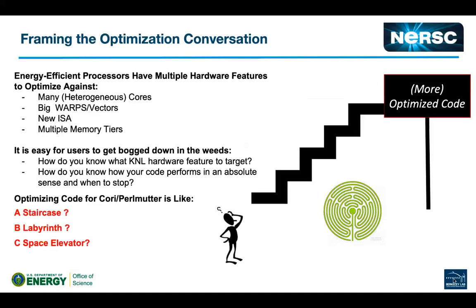So we spent a lot of time trying to frame this conversation with our users in a way that would allow this broad scientific community to move forward. And as we were thinking about the optimization process for Cori, we thought about different ways to talk about the process, and we came up with some different analogies, like a staircase or a space elevator where you just make one change in your code, and it's just the right change to make your code just fly on the architecture, or is it so complicated you can never leave, like a labyrinth. Can we go to the next slide?